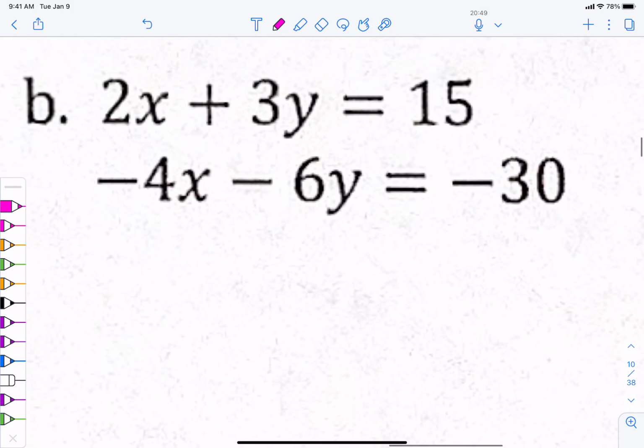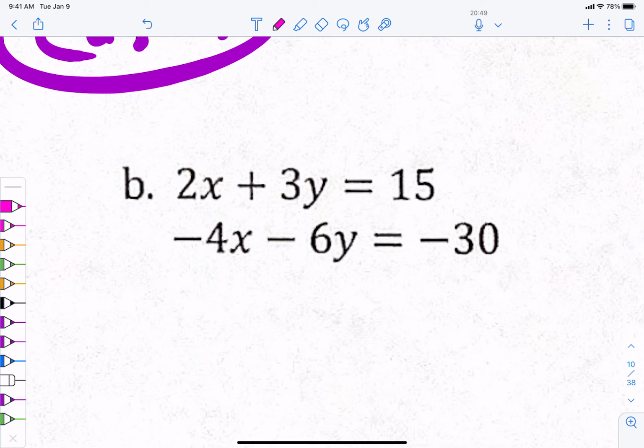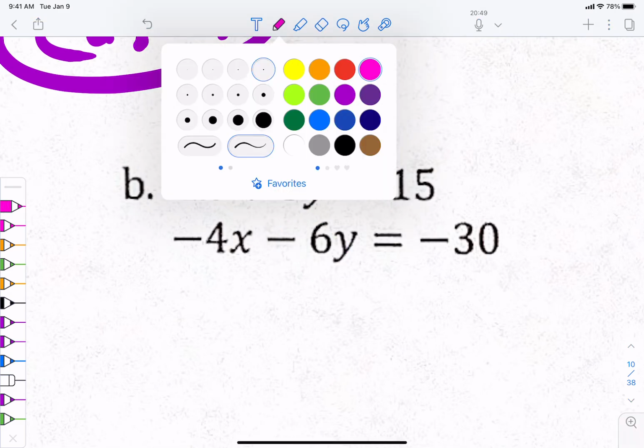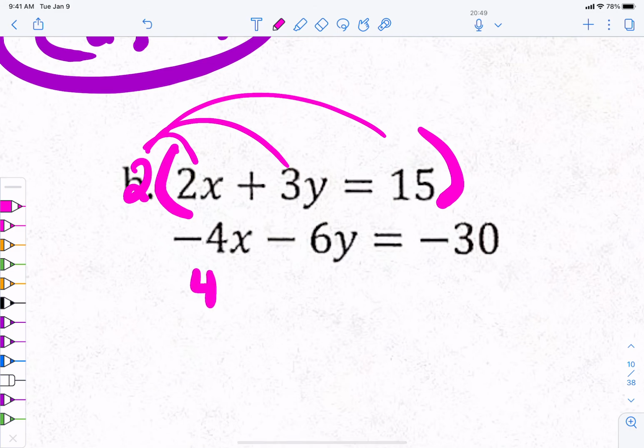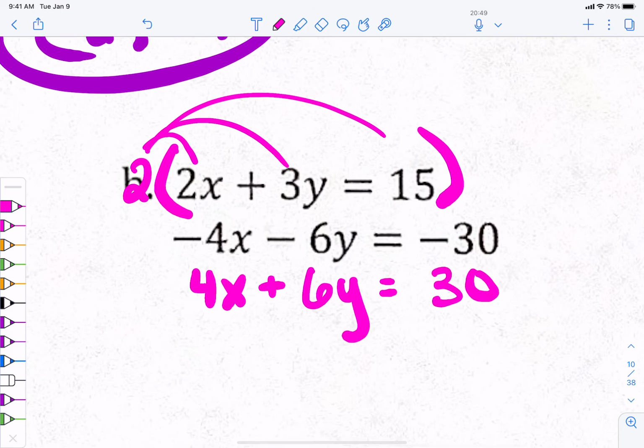Okay, part B. Would you like to substitute or eliminate? Eliminate again. Let's do it. Would you like to do x's or y's? Y's? Okay, so I have 3 and I have negative 6. I want them to be the same number. What are you going to change them to? You have to times the top by 2. If I times the top by 2, does one end up positive and one end up negative? Yes. Okay, so I'm going to times by 2, times by 2, times by 2. 2 times 2x is 4x. 2 times 3y is a positive 6y. And 2 times 15 is 30.